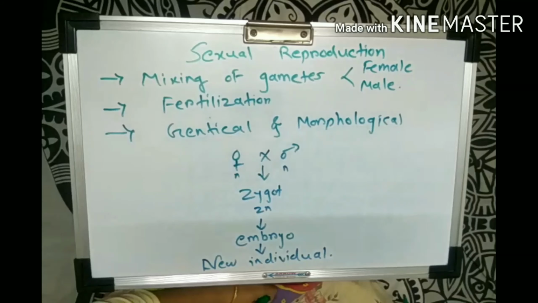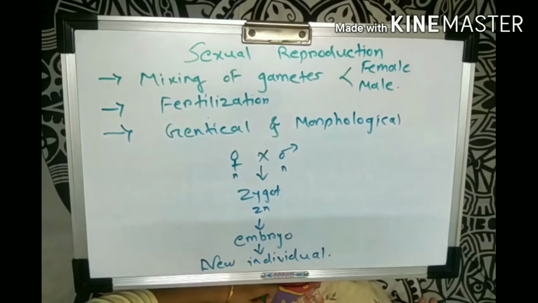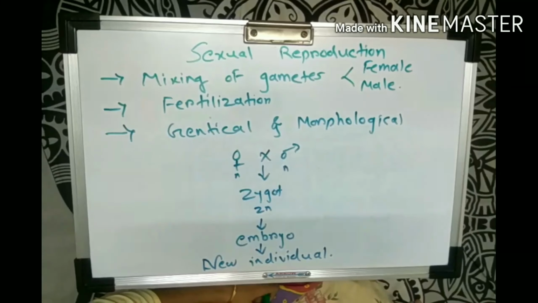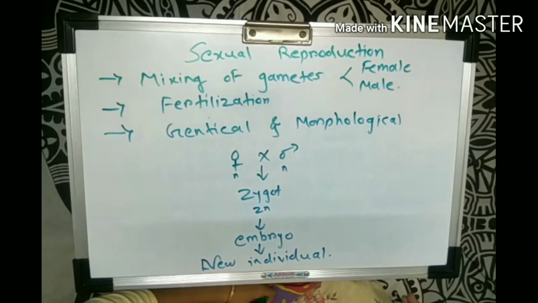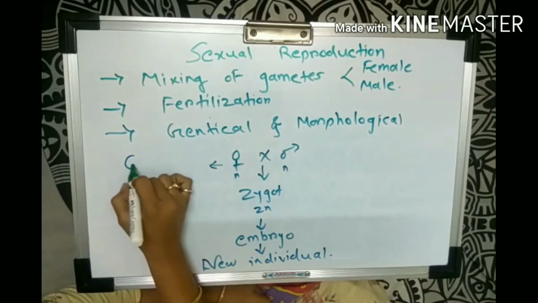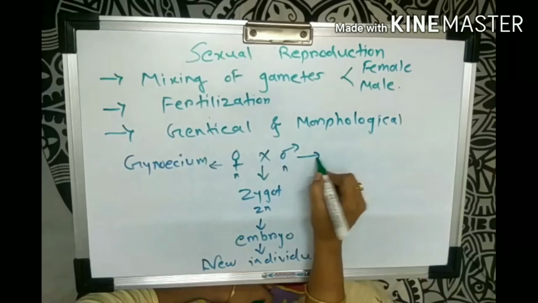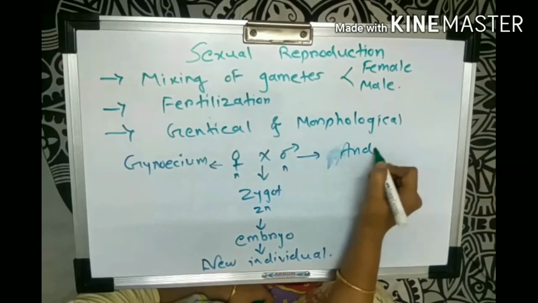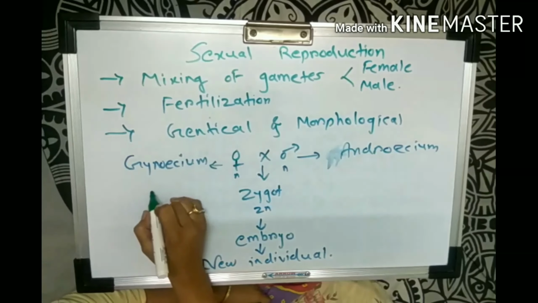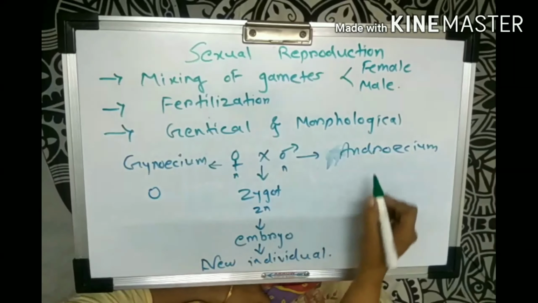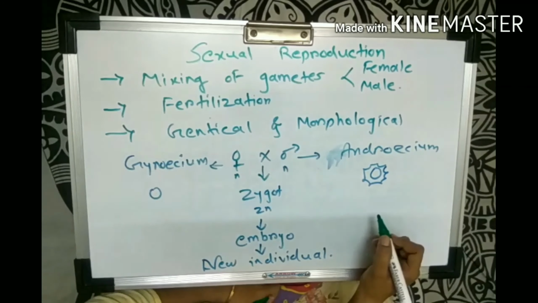Now the question is, in plants, which is the male reproductive structure and which is the female reproductive structure? For this we already solved the activity, that is the labeling of a typical flower. In plants, the female reproductive structure is gynoecium, which is also known as carpel, and the male reproductive structure is androecium, which is also known as stamen. Gynoecium produces ovules in the ovary, while androecium produces pollen grains, which later form two non-motile male gametes.